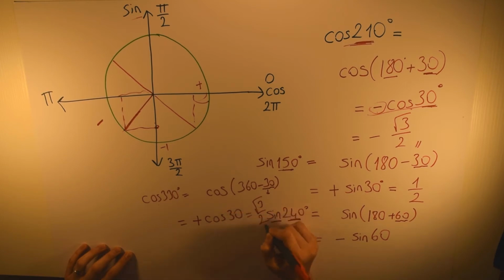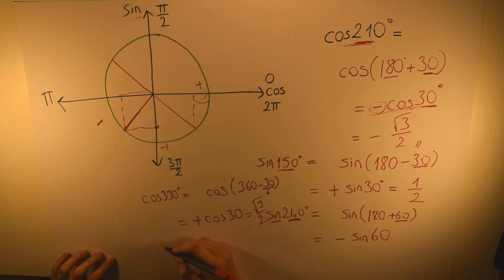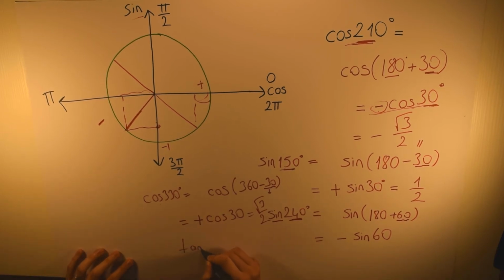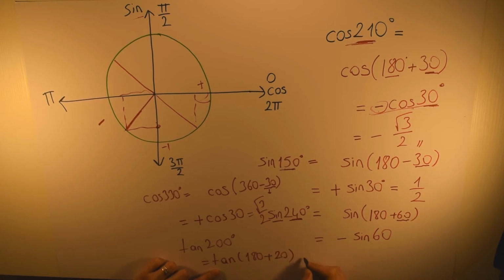So how do we find the values of tangent, for example? Let's say I want to find the value of tangent 200 degrees. Okay, we do the same thing. I can write this as tangent of 180 plus, it's 20, right? Yes, 180 plus 20. So I again need this part, right? So it will be something tangent 20, but is it positive or negative?